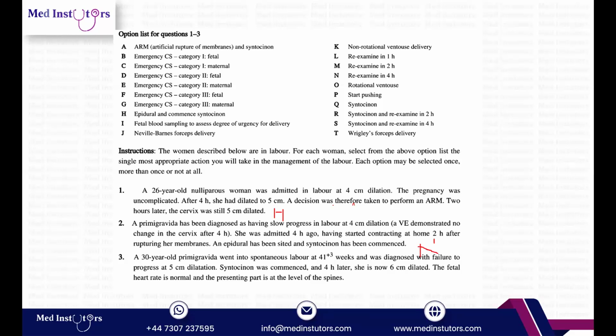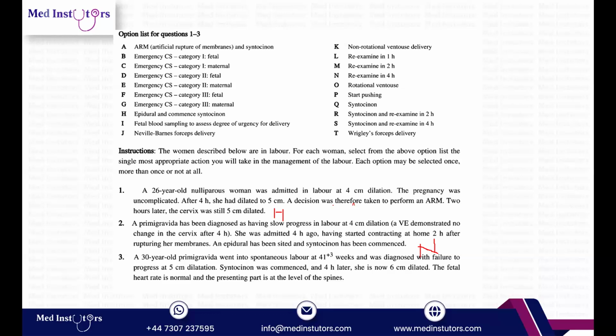because it's simple. According to the guideline, if she's in labor, you do a PV and after 4 hours, she's not dilated more than 2 centimeters. We have to either consider an ARM. Now, after doing an ARM, we re-examine after 2 hours. Even if she's dilated less than 1 centimeter or 1 centimeter only, we can consider doing augmentation of labor using syntocinon. And in this, after we start syntocinon, we do not need to examine her in 2 hours. The guideline says you examine her in 4 hours. So the correct answer is re-examine her in 4 hours.